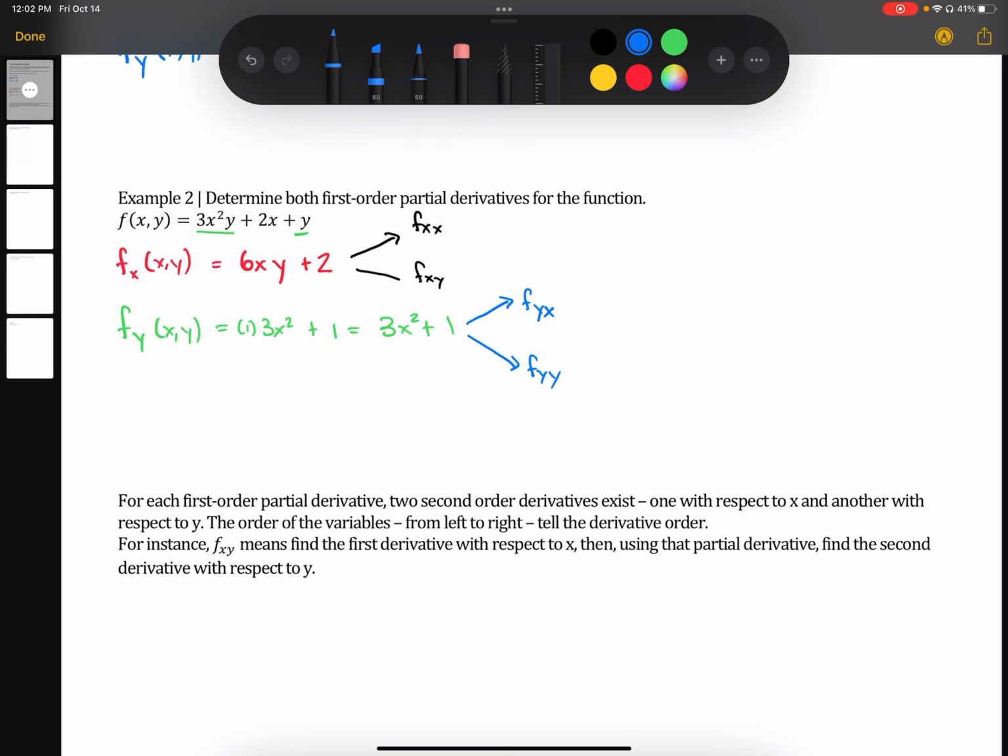The order of the variables tells you the order to find the derivatives from left to right. So if we saw something like f of x, y, x, x, for instance, that's going to mean the first derivative is with respect to x, the second derivative is with respect to y, the third derivative is with respect to x, and the fourth derivative is also with respect to x. But generally, we won't go that far.